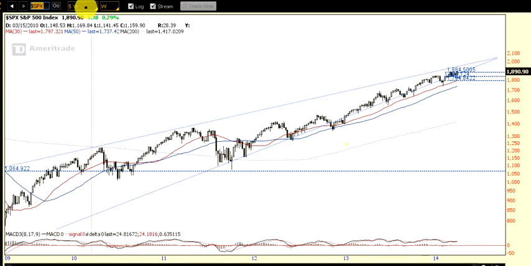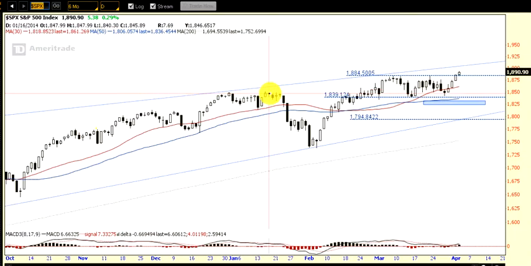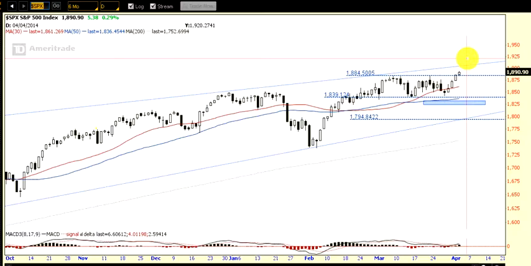Now, one note before we move on from this is it could actually come out of the upper bound of this wedge and then maybe roll over. This would be what we call a fake out.